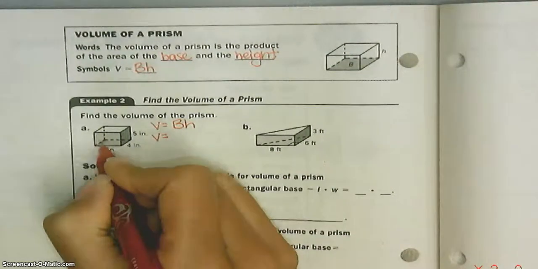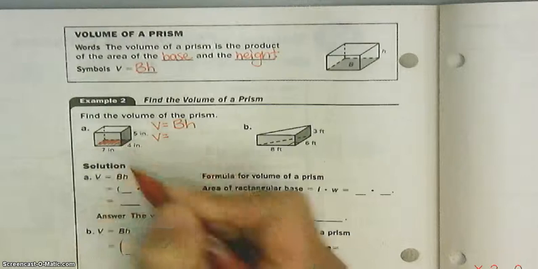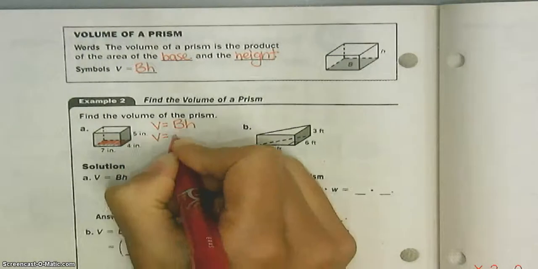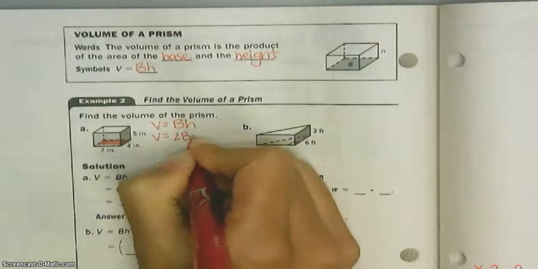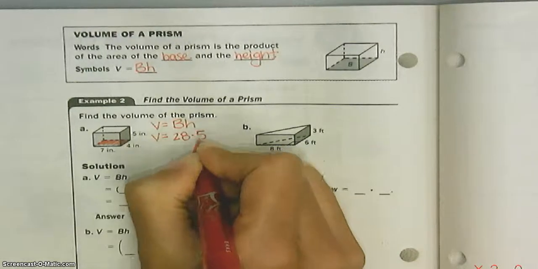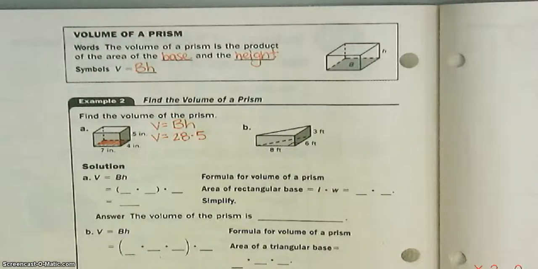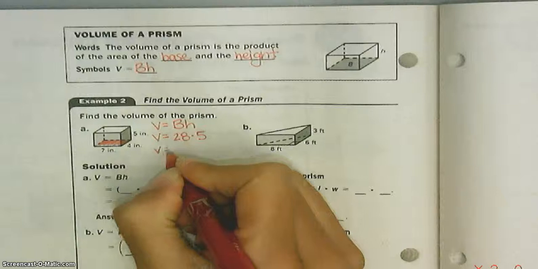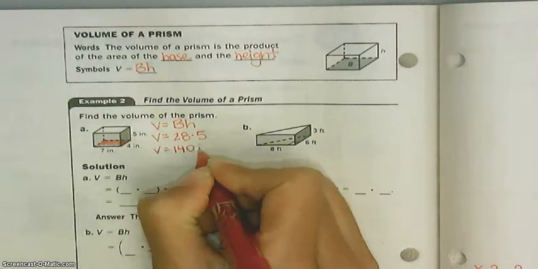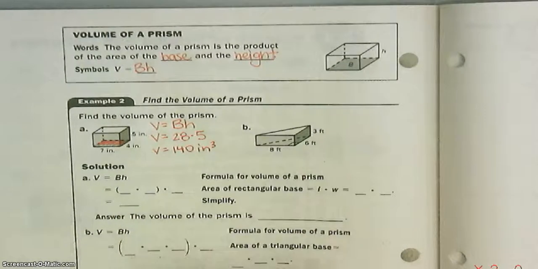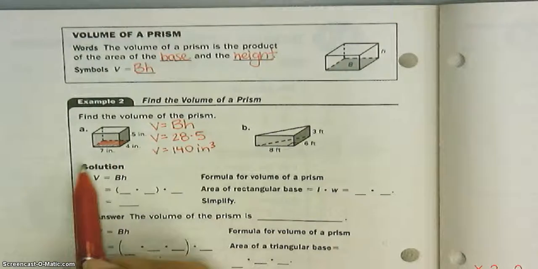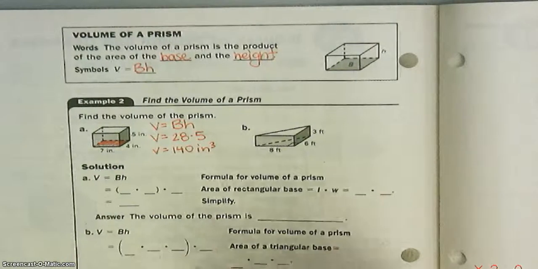All right, so here's our base. The area of this base is 7 times 4 because it's a rectangle, which is 28. And our height is 5. It goes up 5 into the air when it's sitting on its base. So we do 28 times 5, which is 140. Now our units are inches cubed. We want to know how many cubic inches fit in this. So 140 cubes fit in that box, that prism.